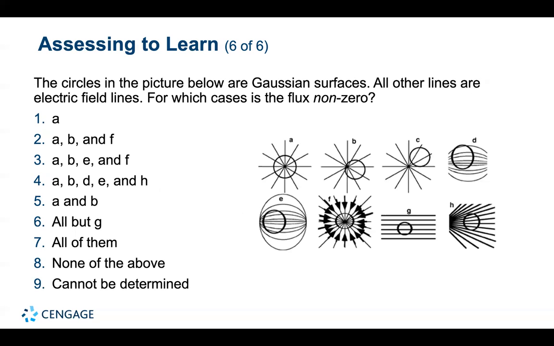And finally, the circles in the figure below are Gaussian surfaces. All other lines are electric fields. For which case is the flux non-zero? And the answer is A, B, and F.